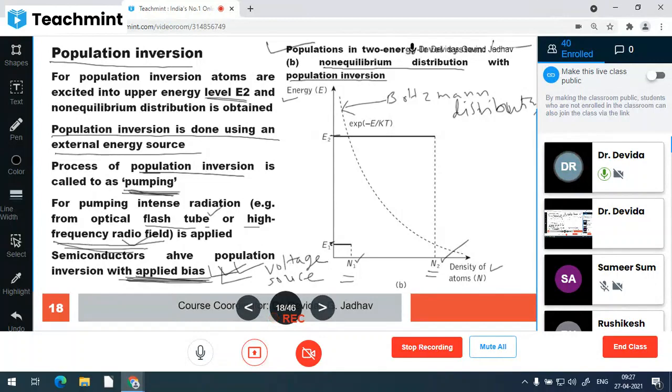By connecting the battery, the electrical source pumps the electrical energy and takes a large number of atoms into a higher energy state, and population inversion takes place. So pumping is also achieved with electrical energy. Pumping can be achieved with optical energy, radio energy, thermal energy. Similarly, population inversion can be achieved with an electrical energy source. So in case of laser diodes, population inversion is achieved with the application of bias voltage.